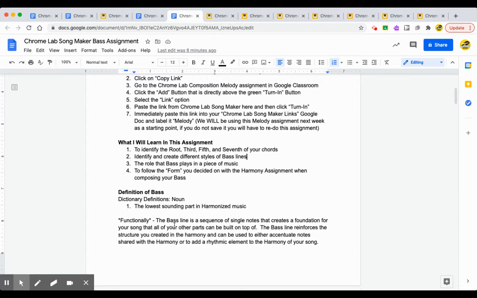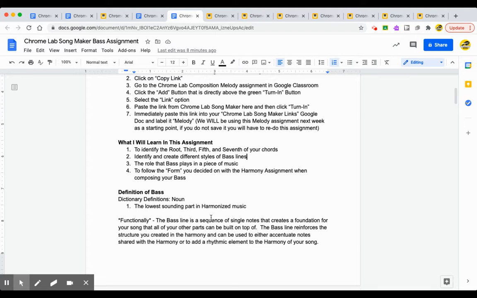That important decision is back. We used it in the melody. We will use it again in the bass. Definition of bass. It is a noun, and it is the lowest sounding part in harmonized music. Functionally, it means the bass line is a sequence of single notes. So we're not going to stack any notes in our bass line.